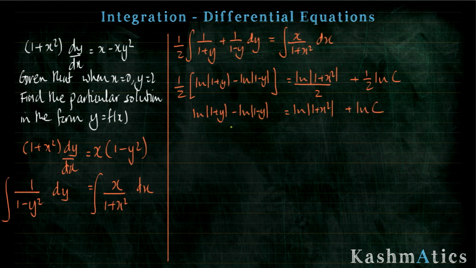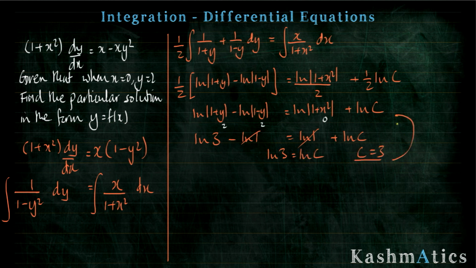So what I can do now is I can substitute my boundary conditions. So y is 2, so I'll just put a little 2 there. X is 0, and if I plug those in, what I end up with is ln 3 take away ln 1. Remember, it's the modulus, so 1 take away 2 is minus 1, but it's the modulus, so ln 1 equals ln 1 plus ln c. Now ln 1 and ln 1, they're both 0, so I get ln 3 is equal to ln c, which means c is equal to 3.